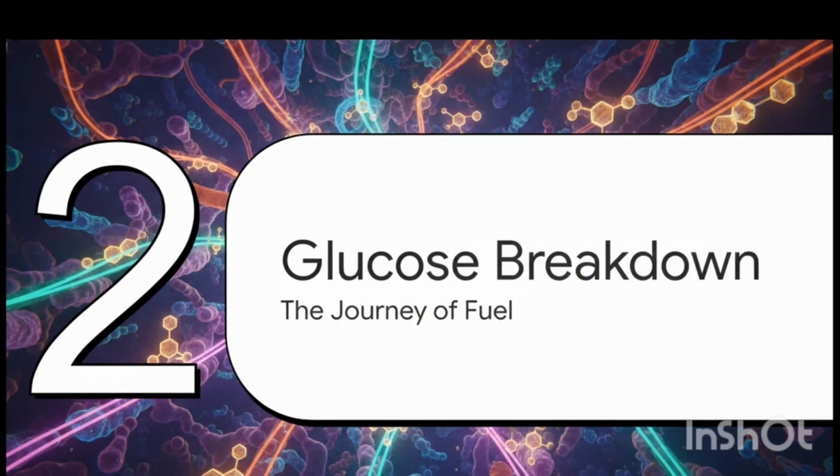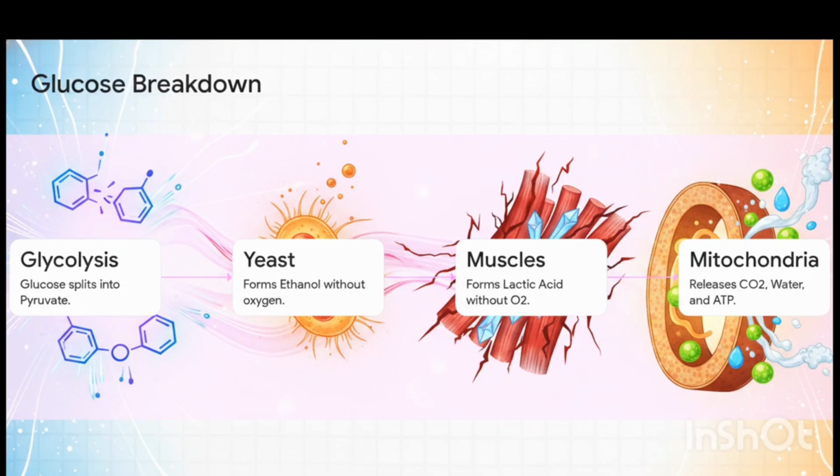All right, Section 2. Pathways of glucose breakdown, the journey of fuel. How do our bodies actually break down our food to cash in on that precious ATP currency? It's kind of like a microscopic choose-your-own-adventure story. Glucose starts the journey by splitting into pyruvate, dropping from a 6-carbon compound to a 3-carbon compound. From there, it hits a crossroads based entirely on oxygen. If there's no oxygen at all, like in yeast, it forms ethanol and carbon dioxide. If there's a lack of oxygen in human muscles, it forms lactic acid. But if oxygen is fully present, the pathway moves right into the mitochondria, beautifully releasing carbon dioxide, water, and our massive payload of ATP energy.